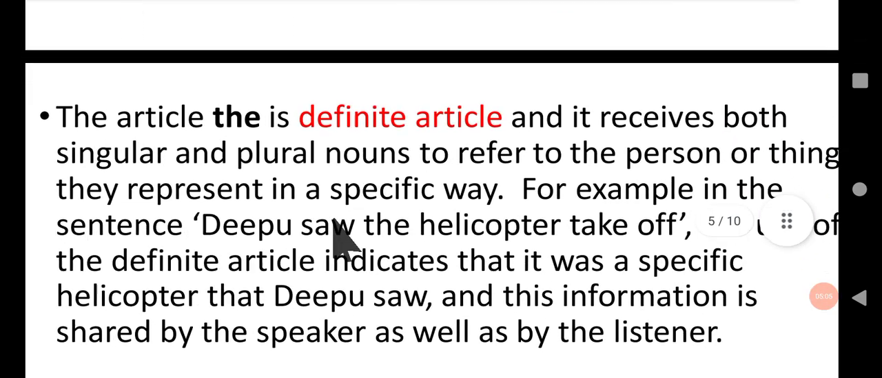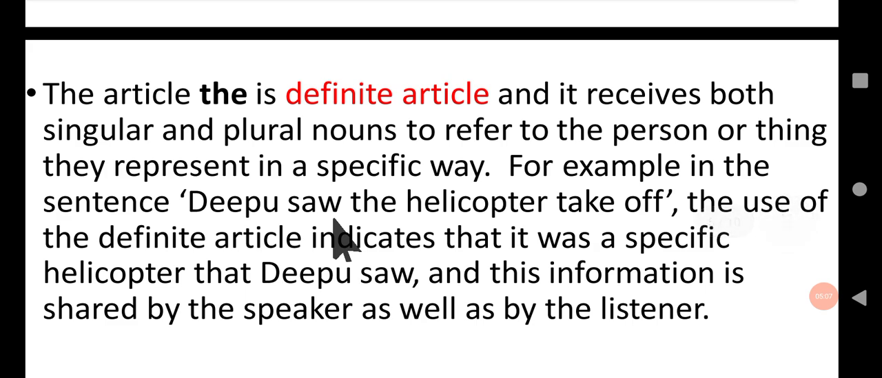Next one, the article the is the definite article, and it receives both singular and plural nouns to refer to a person or thing they represent in a specific way. So a and an represent nouns which are general, and there is another article, the, that is called the definite article, and the definite article is used to represent a noun which is very specific.